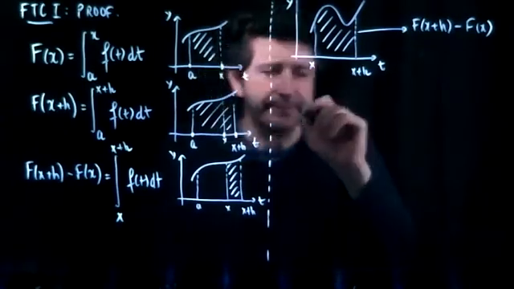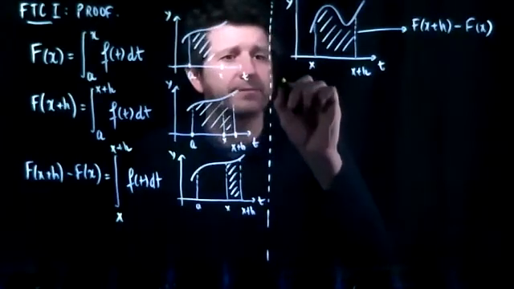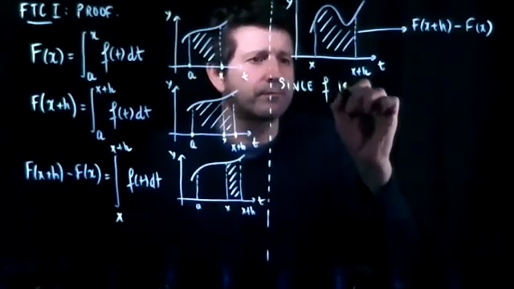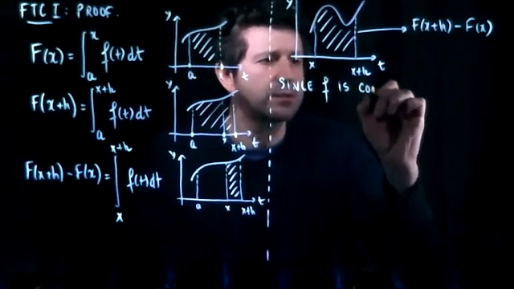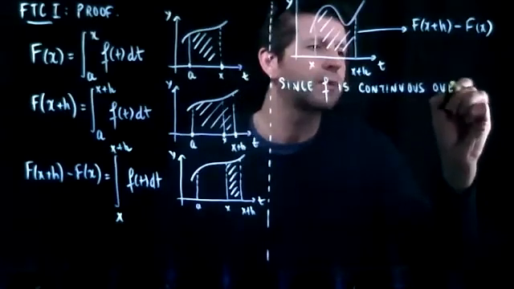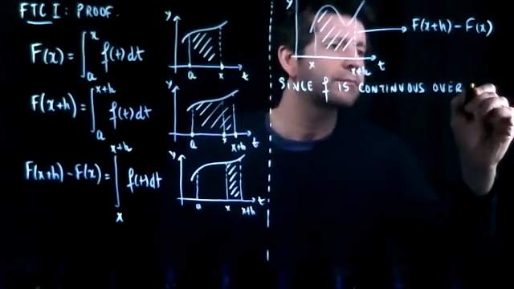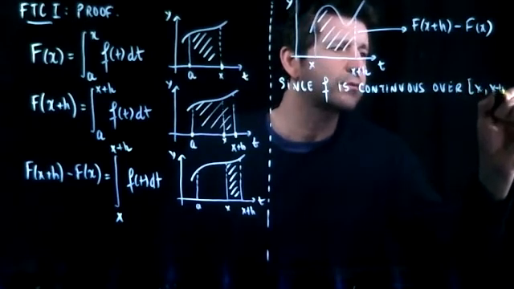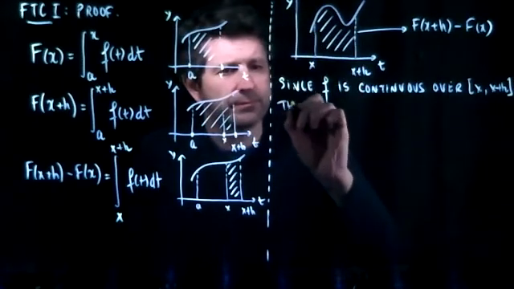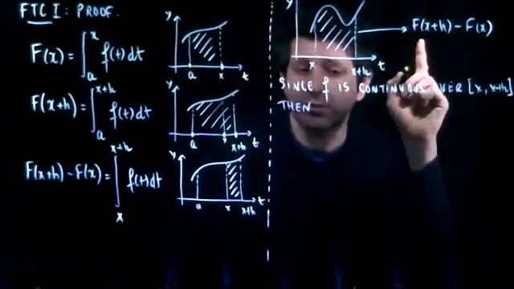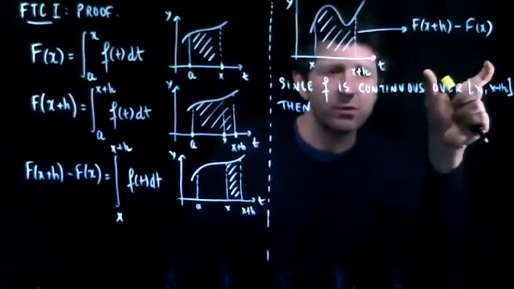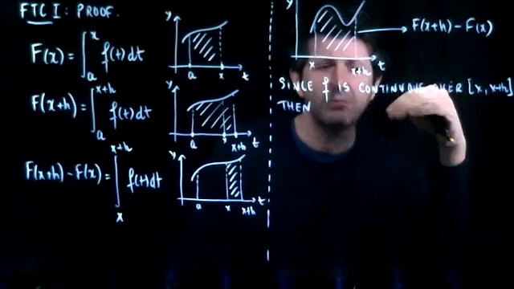Okay, now listen carefully. Since small f is continuous over x and x plus h, we're just dealing with continuous functions. Then you need to remember something from calculus 1 here: a function that is continuous over an interval reaches a maximum and a minimum value. You remember this?